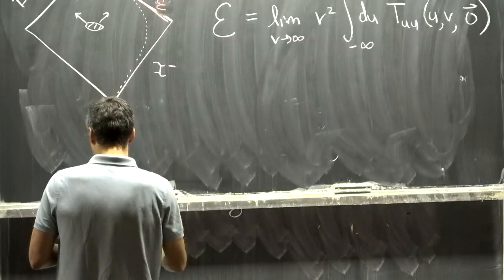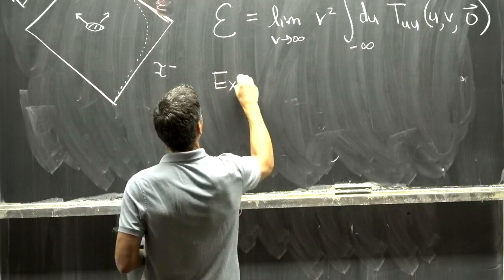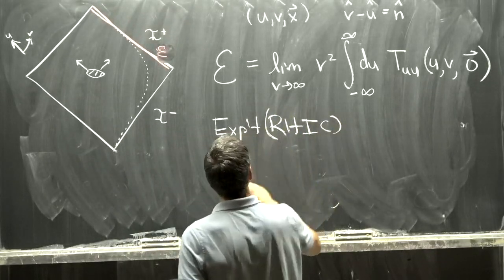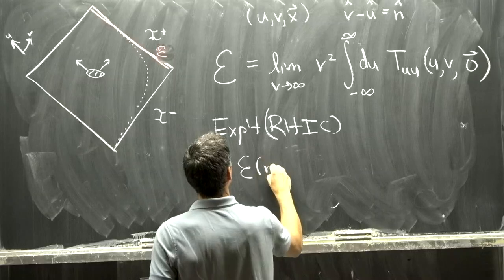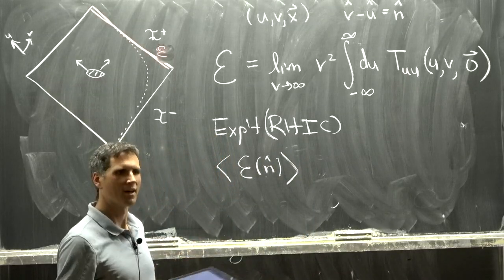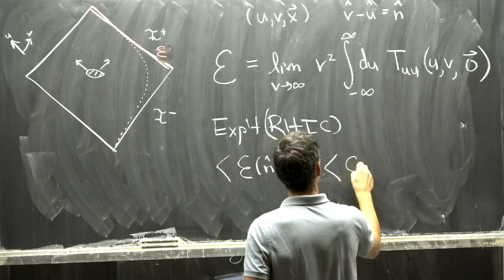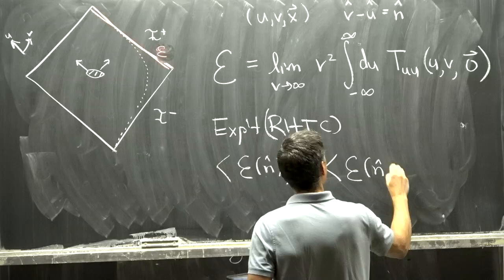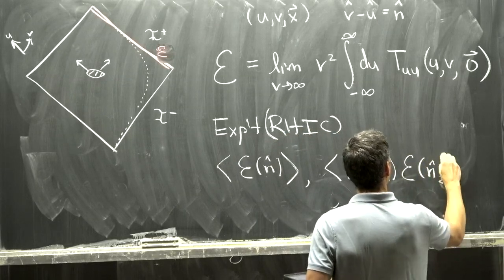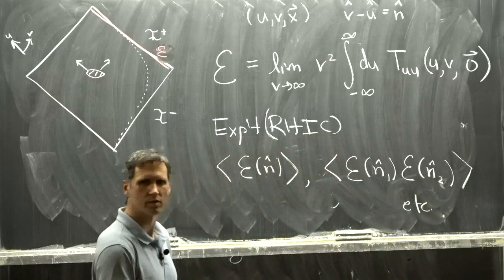And these operators are important for experiment, things like RHIC. They measure the energy one-point function. That's just literally the energy measured or deposited in the calorimeter. They also measure energy correlators, things like E of n1 hat, E of n2 hat, etc. You can insert more of these energy operators.